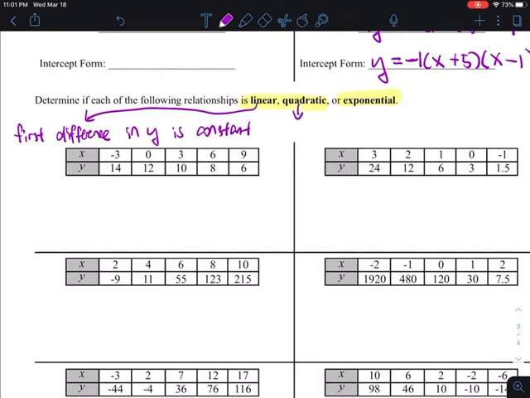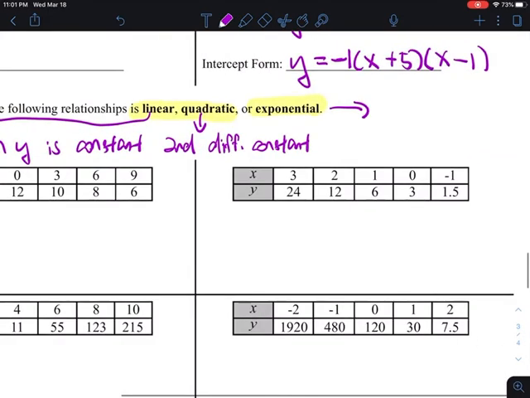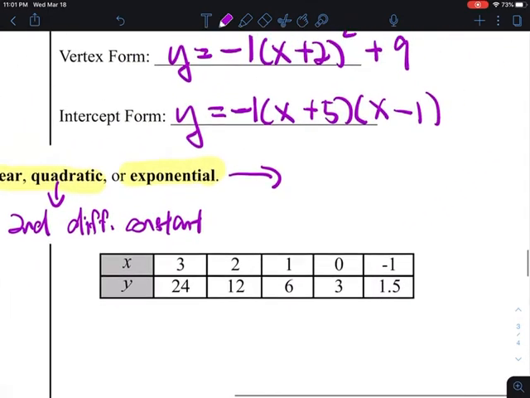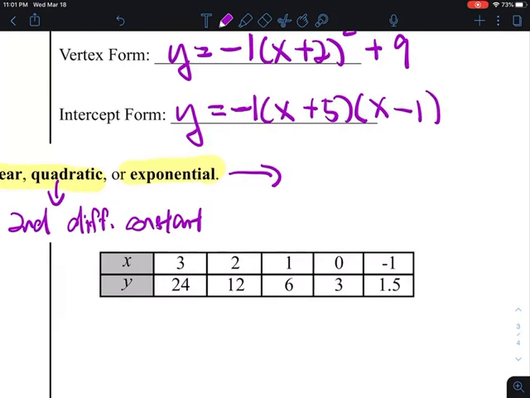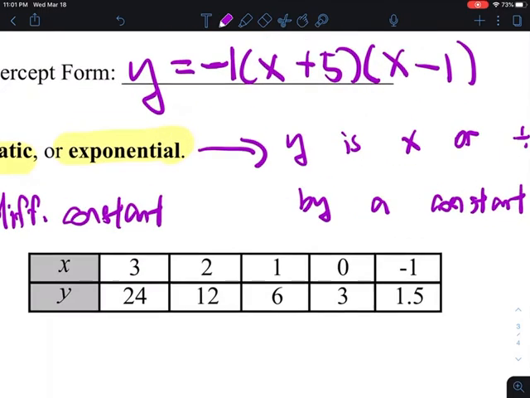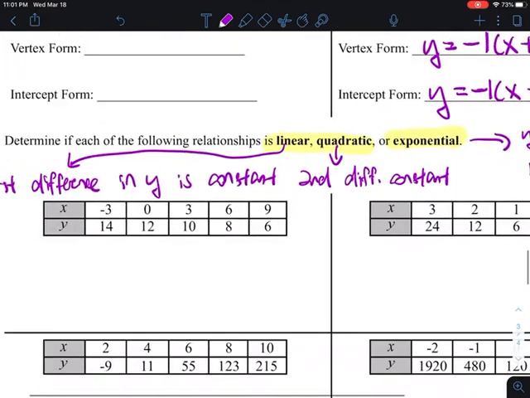And then quadratic was what we talked about yesterday. That will be when the second difference is constant. And then finally exponential, we talked about that earlier in the semester. That's when as x changes by a constant, y is multiplied or divided by a constant. So we can look at a few examples here as well.